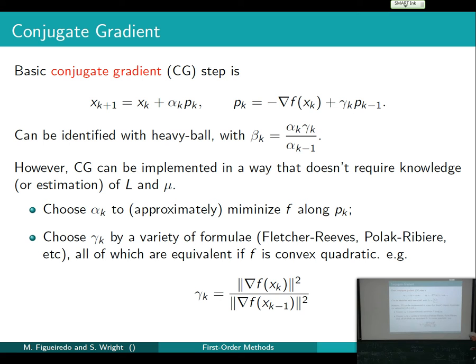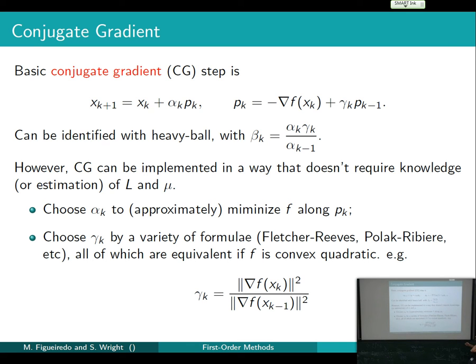But you might say, well, heavy ball is an old, traditional, clunky method. Surely this is an idea that's come and gone. Well, in fact, this idea of using the previous step is ubiquitous. It's been around in various guises for a long time. Conjugate gradient is probably the workhorse algorithm in scientific computing, in the case where f is a quadratic function. And it's basically a heavy ball type method, an adaptive heavy ball method, where you're adaptively choosing the alpha and the beta at every step.